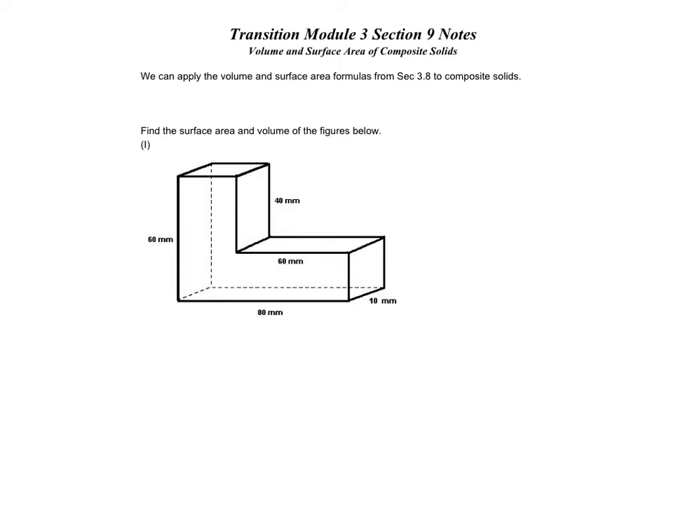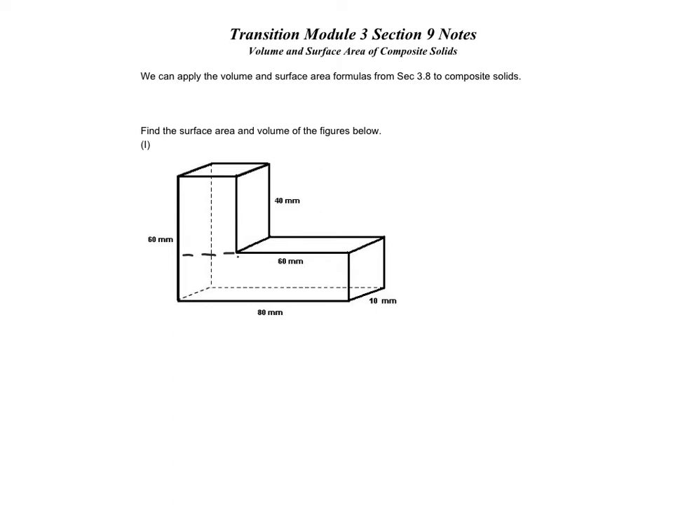So let's start with our first composite solid here. We want to find the surface area and the volume. So I want to find the volume first, and I want to split it into two rectangular prisms. And you have two choices. You can split going down here, or you can split going across the top. It doesn't matter which. I'm going to go with across the top. So I'm going to split it into my two rectangular prisms here.